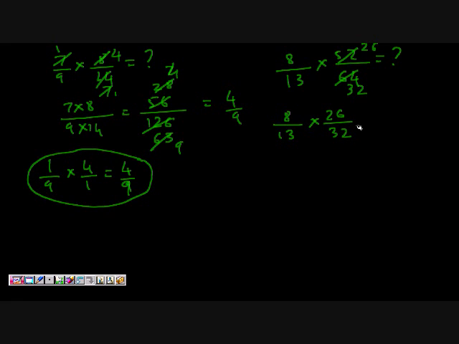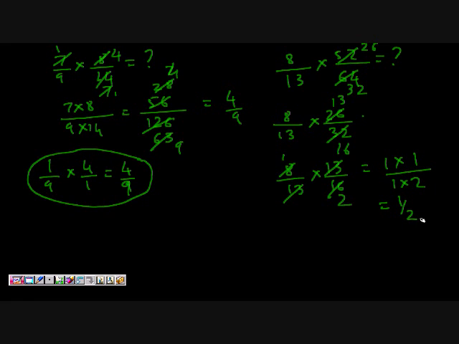Now again 26 and 32 are multiples of 2, so we can write 2 goes into 26 13 times and 2 goes into 32 16 times. So we can write 8 by 13 into 13 by 16. Now 8 goes into 8 one time and 8 goes into 16 two times, and the 13s cancel out. So this is equal to 1 into 1 divided by 1 into 2, which is equal to half. So 8 by 13 into 52 by 64 is equal to half. So we reduced the original fraction to half.